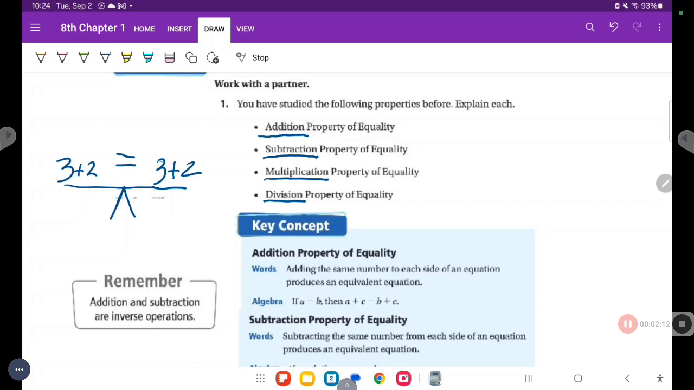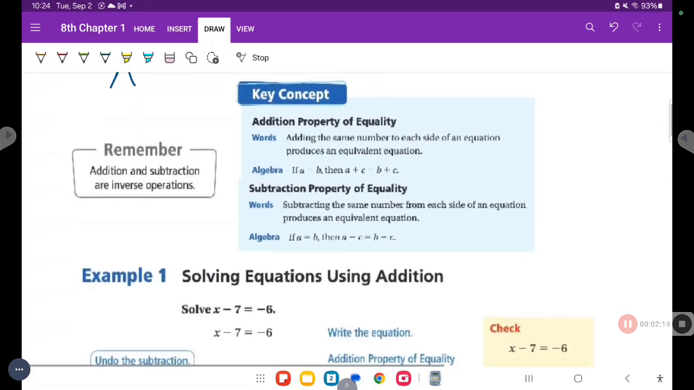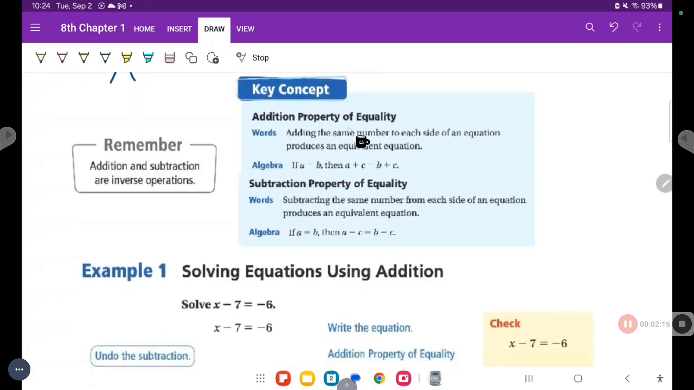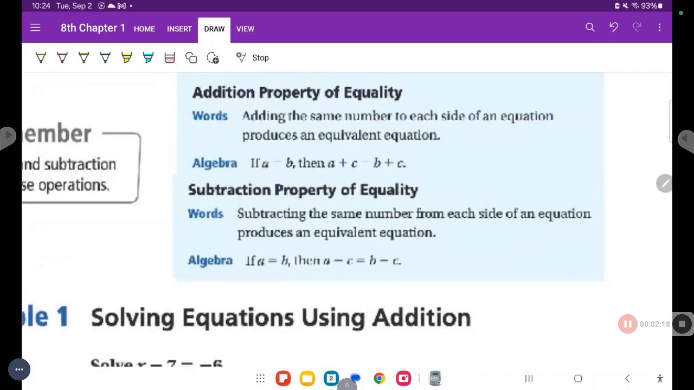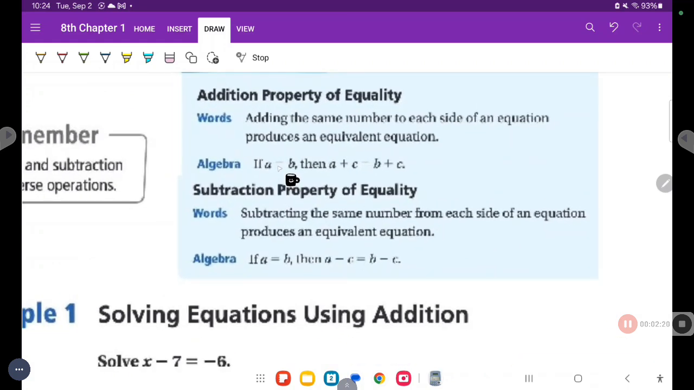Okay, so let's look at this addition property of equality. So this one right here says if A equals B, then A plus C equals B plus C. So in other words, if A equals B, I have to add the same thing on both sides to maintain the equality.